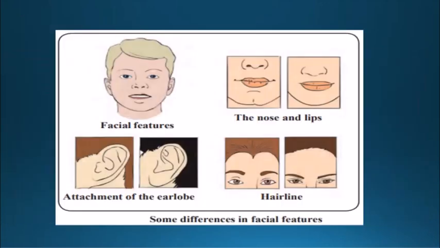Now, in humans, there are some differences in our facial features. Some might have a different structure of nose and lips. Then you might have different hairlines. You might have different attachment of the earlobe. All these different features make us look different from each other, and this is the reason why we all do not look the same. We can have a similar lip structure, we can have a similar hairline, but all the features do not match.